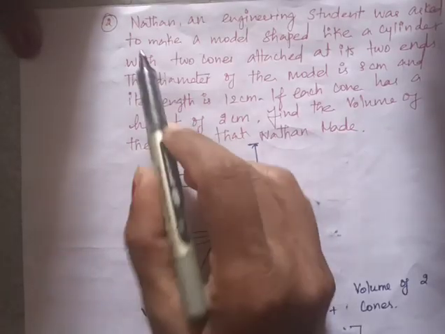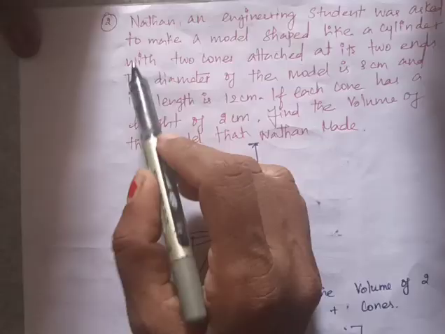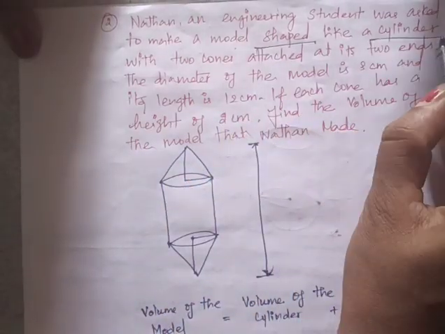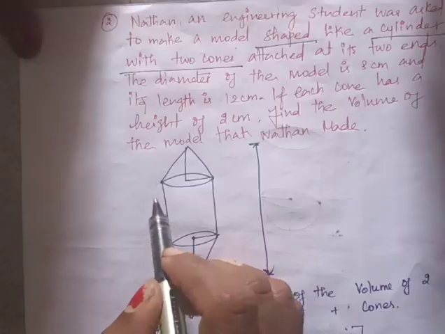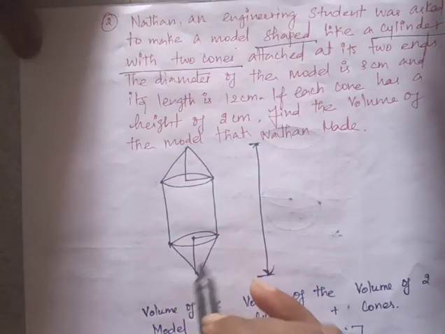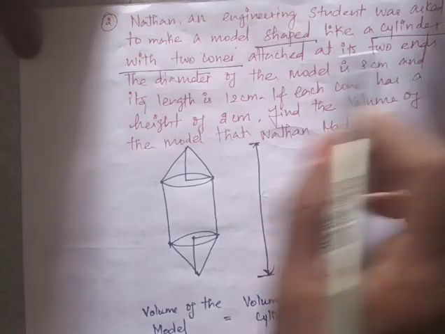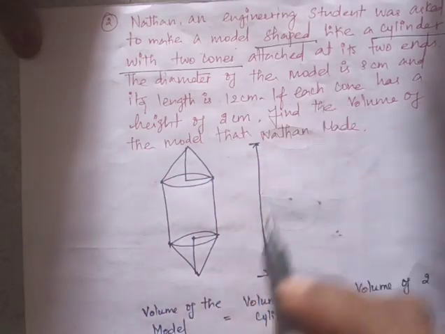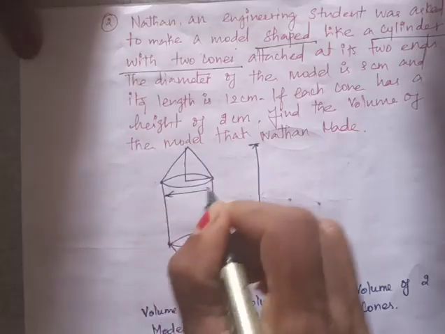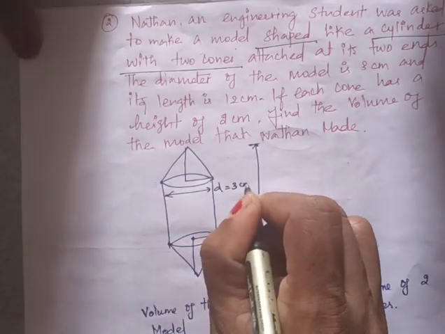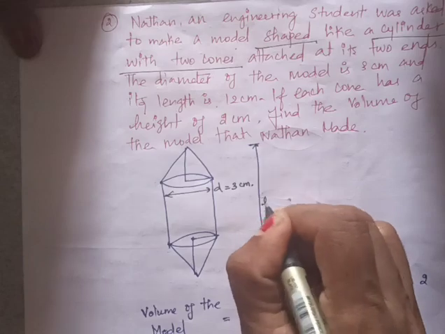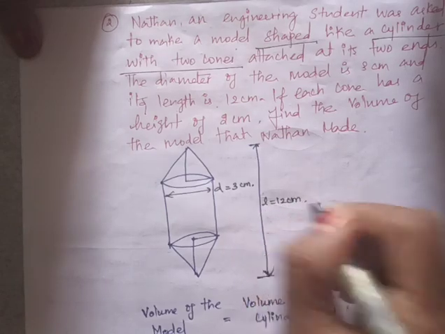Second problem. Northern and engineering students were asked to make a model shaped like a cylinder with two cones. The model is like a cylinder with two cones attached at its two ends. The diameter of the model is 3 centimeter and the total length is 12 centimeter.